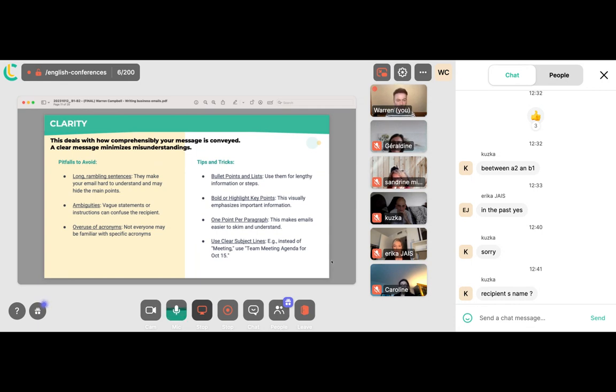And use clear subject lines. So instead of simply "meeting," use "team meeting agenda for October the 15th." Again, this goes back to the point I mentioned at the beginning. Like a headline, a subject, it should include all of the relevant information there.